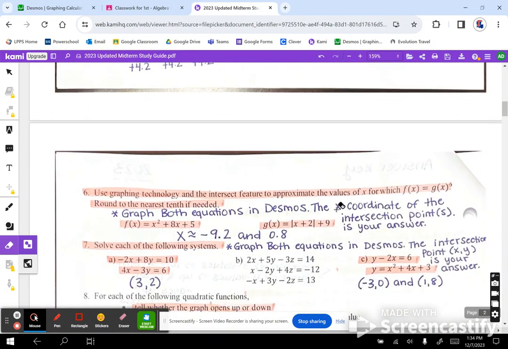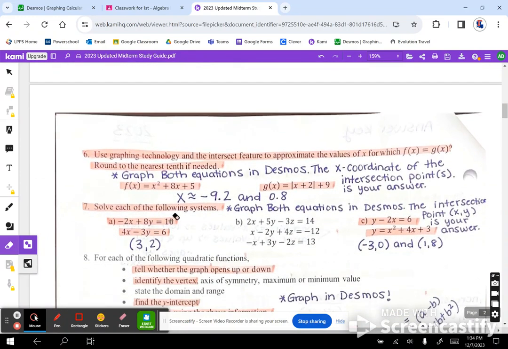All right, skipping on down to number 6. Use graphing technology and the intersect feature to approximate the values of x for which f of x equals g of x and round to the nearest tenth if needed. Look at this note here. Graph both equations in Desmos. The x coordinate of the intersection points is your answer. Why only the x coordinate? Because you are solving for x. You don't have x and y. You're solving for x. You're wanting to see, where do these 2 lines intersect? Where do these 2 lines intersect?